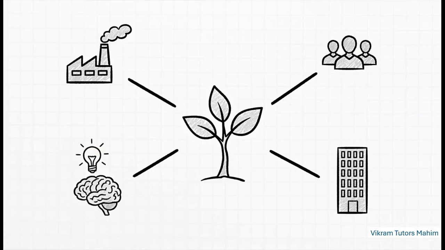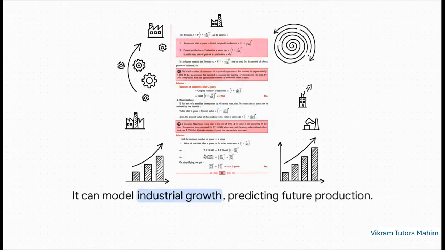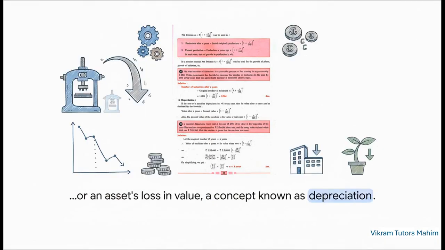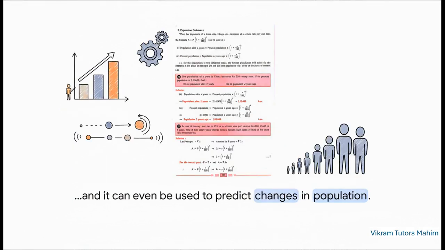You know, this formula isn't just for money. Its applications are literally everywhere. For example, it can model industrial growth, predicting future production based on a constant growth rate. Or it can work in reverse to show how an asset loses value. You know, depreciation. And believe it or not, it can even be used to predict how populations will change over time.